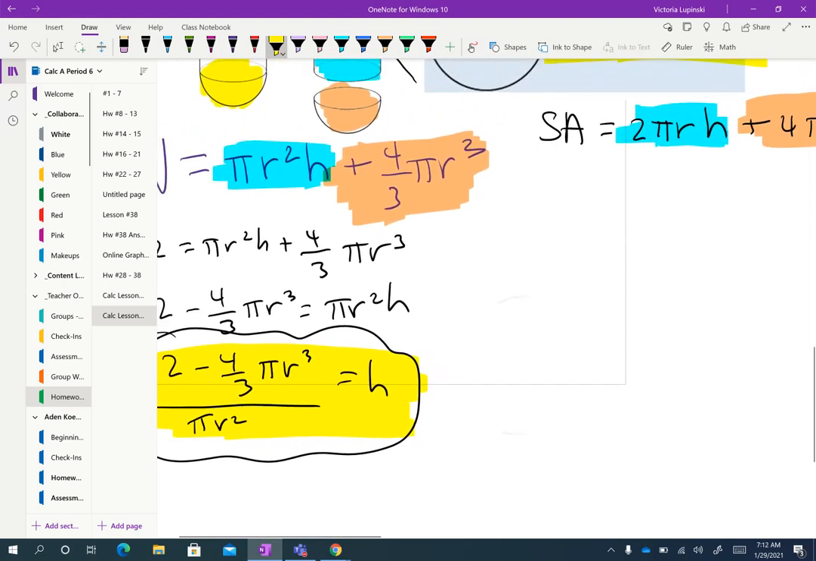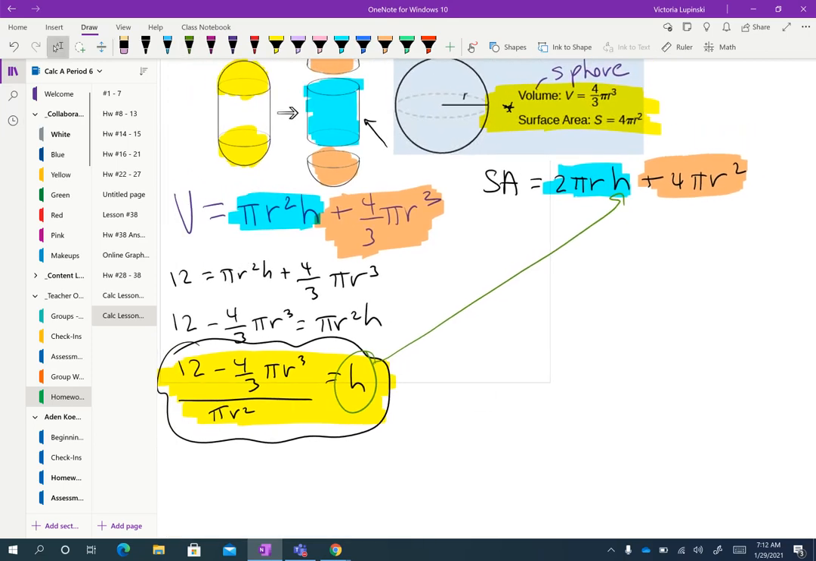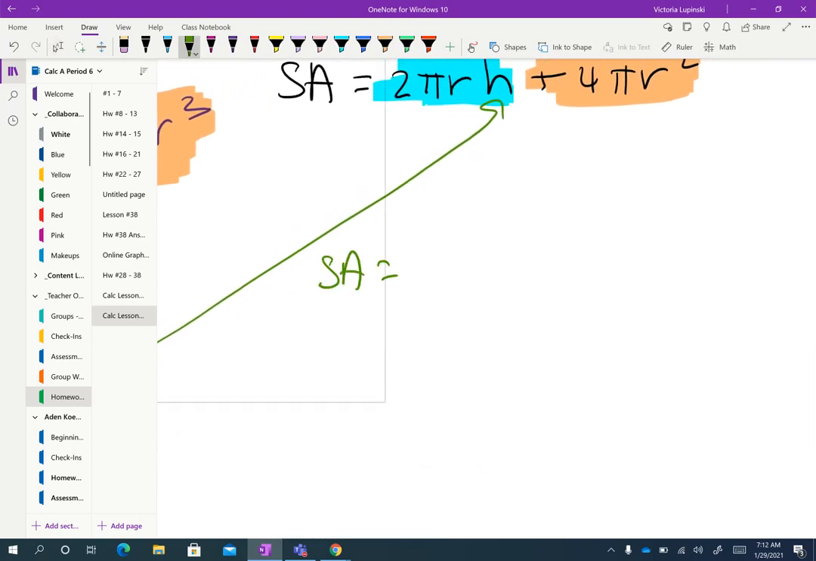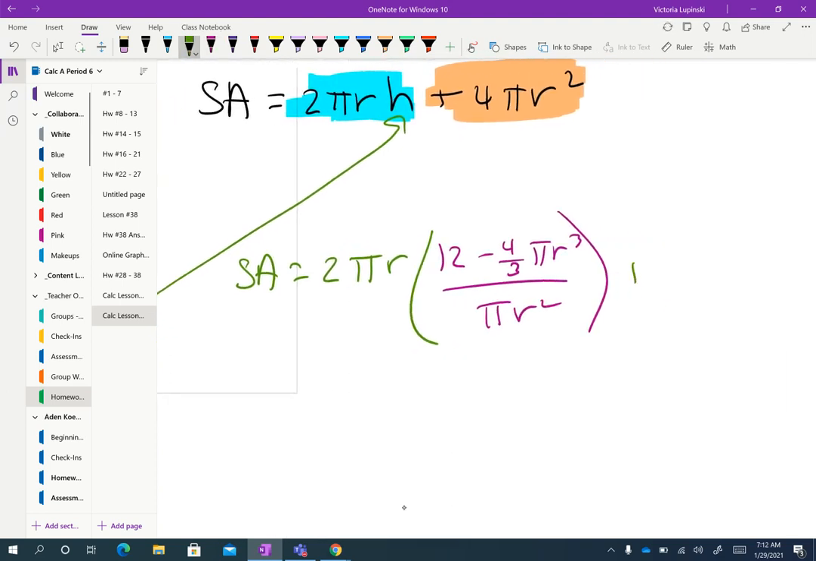Now that I have this information, I'm going to go to my surface area equation. Everywhere that there is an H, I'm going to substitute in this whole thing. I know that this H looks a little bit messy, but I promise once we plug it in, lots of things should cancel and turn out to be on the nicer side. So surface area is equal to 2 pi r, times that whole H value: 12 minus 4/3 pi r cubed all over pi r squared. And then don't forget to have your 4 pi r squared as well.